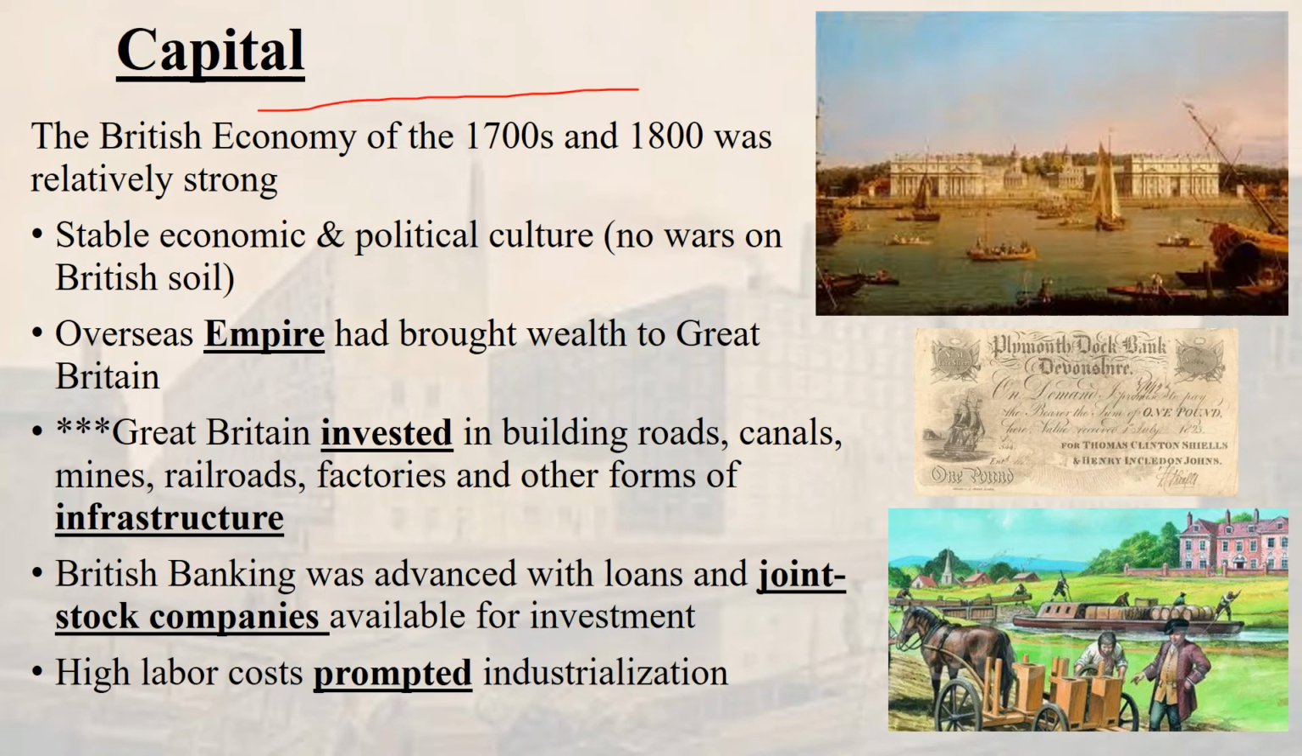Capital. The British economy of the 1700s was relatively strong. Though they were driven pretty harshly into debt by the Napoleonic Wars, they bounced back pretty darn quick. And they also had a stable economic system. They're not overseeing this brutal inflation that some of the other countries are seeing, and they have a stable political culture. After the English Civil War of the 1600s, there are no major wars on British soil. You have the Jacobite Rebellion of 1745, but that was crushed very, very quickly. And so you have political and economic stability.